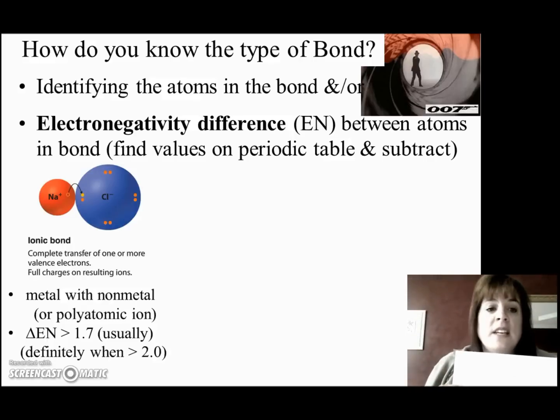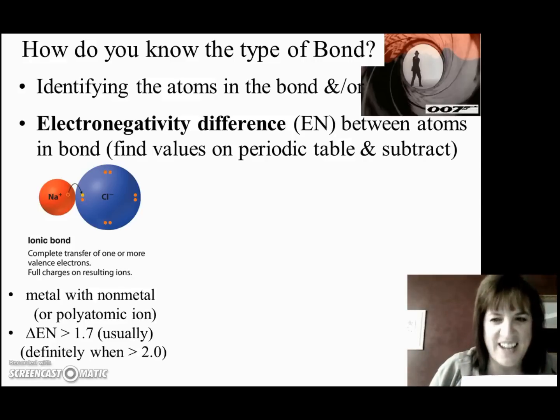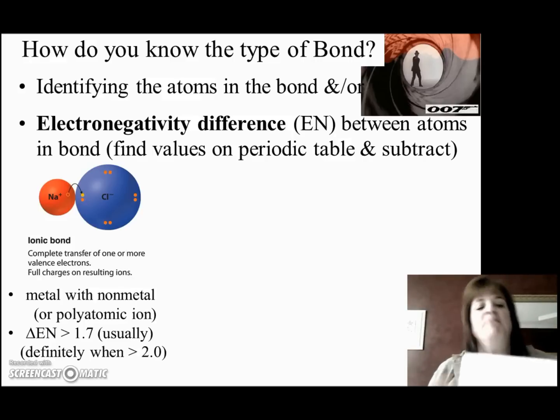All right, so let's take a look at how we figure out what's ionically bound to each other. So remember, an ionic bond is a complete transfer of an electron. One way we can do that is by looking to see, is it a metal with a nonmetal or a metal with a polyatomic ion? Those are ionic bonds. Or an electronegativity difference greater than 1.7, usually. Definitely if it's over 2.